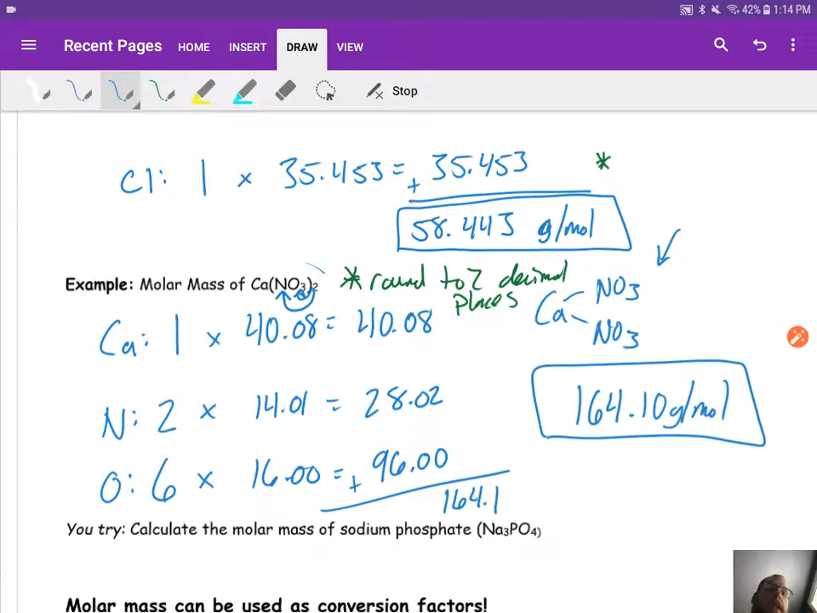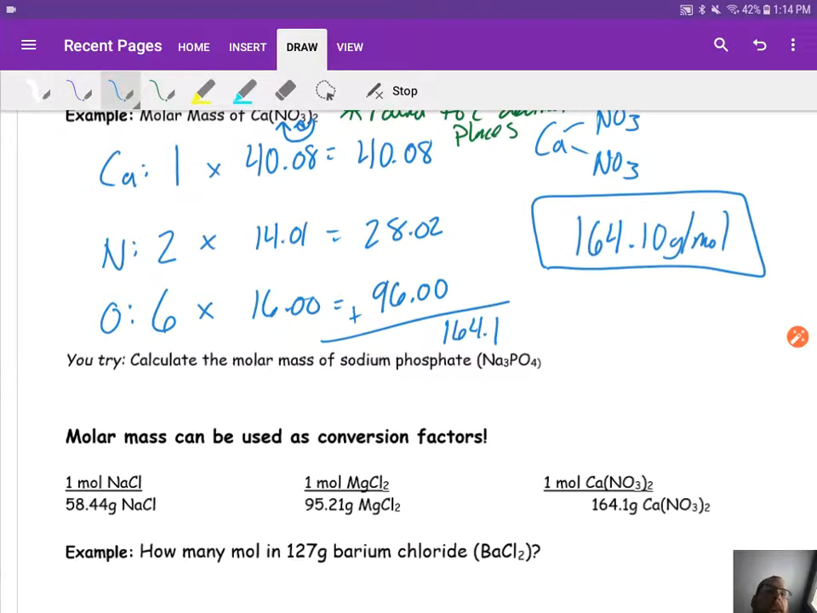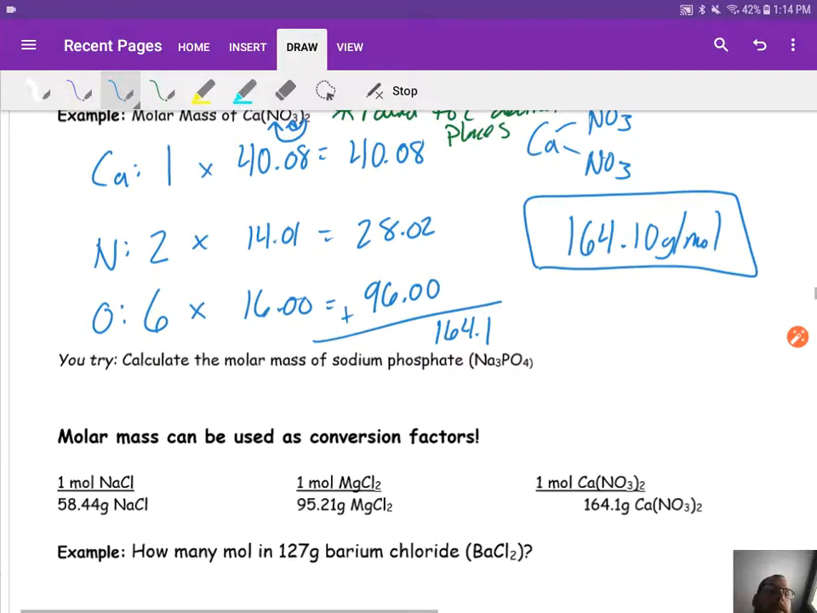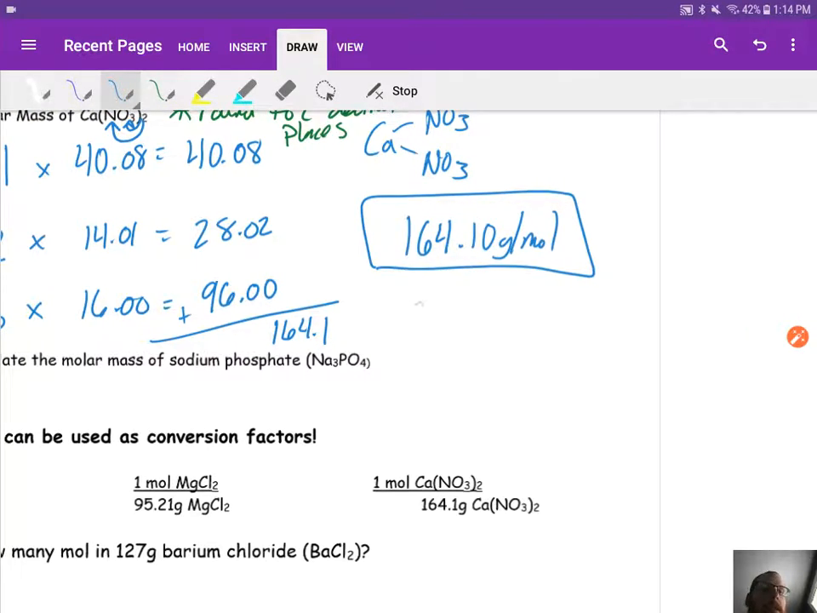So not too much more difficult than a single element. It's just we got to keep track of all the different pieces within it. So I'd encourage you guys to pause the video, try calculating the mass of sodium phosphate on your own. So same process. I know I didn't leave you guys a lot of room, and I apologize for that.